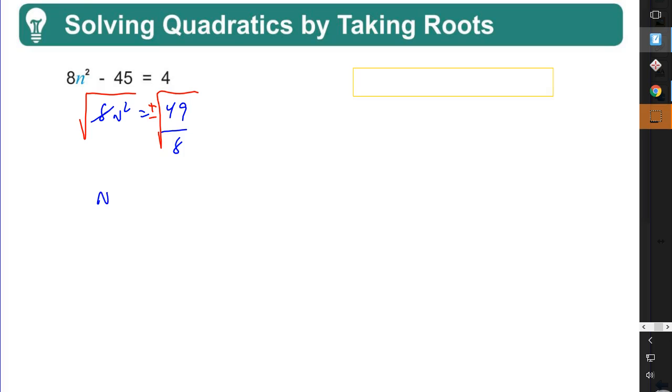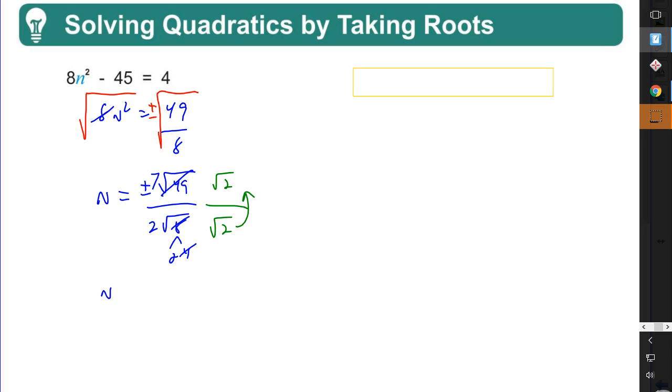Okay, so we end up with n on the left, plus or minus, and remember, this is the square root of 49 over the square root of 8. Square root of 49, no sweat, that's a 7. Don't forget, an 8 is a 2 times 4, so a 2 times the square root of 2. Can we leave a radical in the denominator? Technically no, so we're going to rationalize the denominator. Multiply the bottom by a square root of 2. Whatever I do to the bottom, I'll do the same thing to the top.